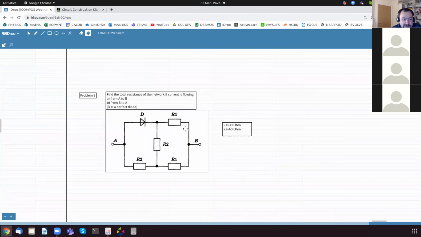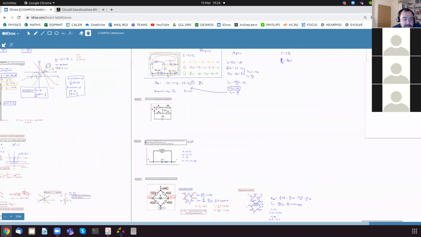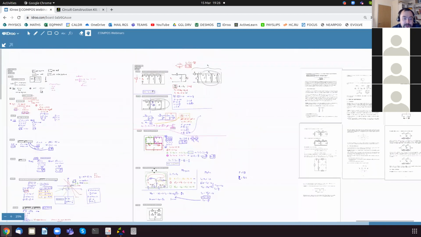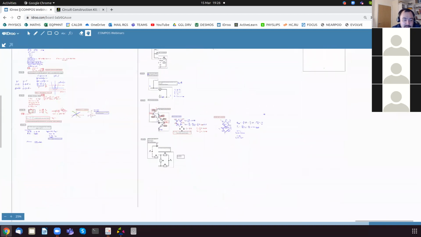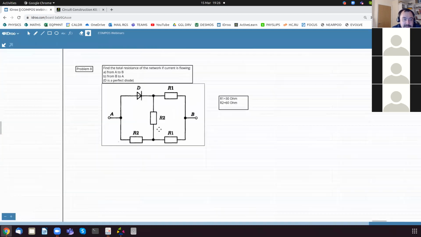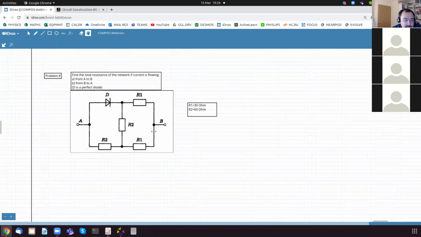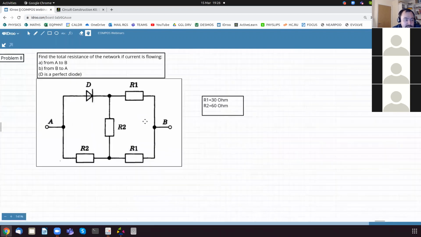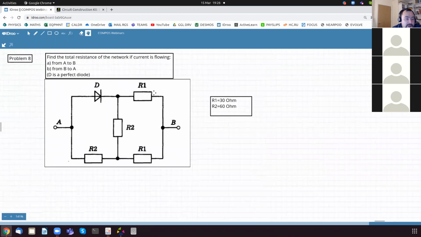Okay, problem 8. So what have we skipped? We skipped problem 5. Yeah, let's go for problem 8. Problem 8 is not a difficult one. You just need to consider 2 options. So you have R1, which is 30 ohms. You have R2, which is 60 ohms. And you need the total resistance when the current is flowing from A to B. Well, if current is flowing from A to B, then the diode has 0 resistance. So from A to B, this is 0 ohm.